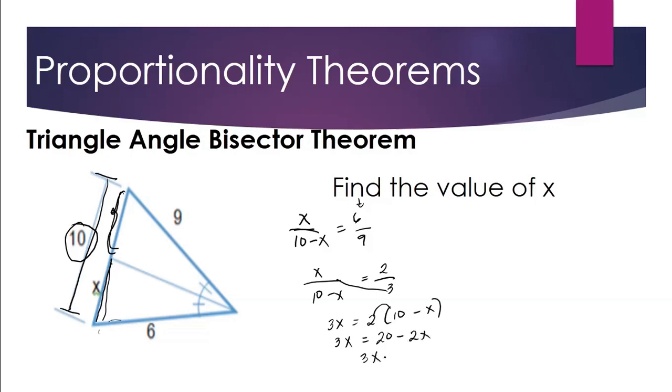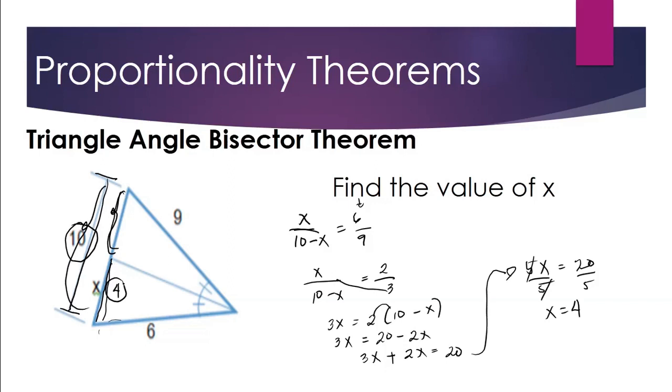So we have 3x plus 2x is equal to 20. Let us continue here. 3x plus 2x, that is 5x is equal to 20. Then divide both sides by 5. So x is equal to 4, which means that this one is 4. And if this is 10 and this is 4, it means that this one is 6. And if we get the ratio, that is 6 over 4, it can be simplified as 3 over 2.